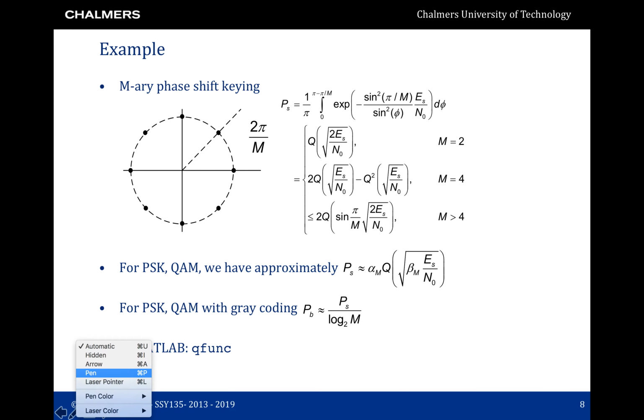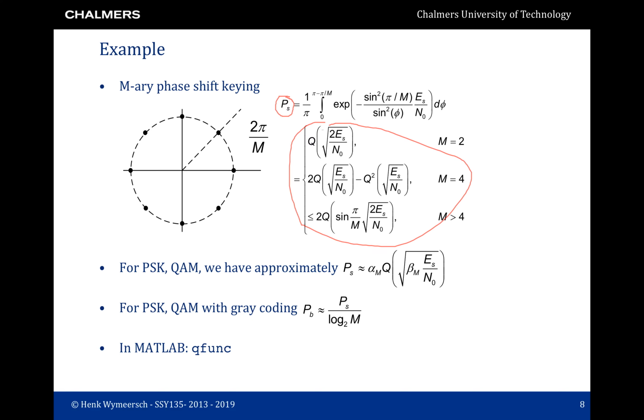Given a certain constellation, we can often derive the performance of this constellation in terms of the symbol error rate. So for DPSK, the symbol error rate is given by these 3 expressions depending on the value of M. For many constellations, including DPSK, the symbol error rate can be well approximated by this equation here, where the symbol error rate is a constant alpha_M depending on the type of constellation and number of points, a Q function, then a square root with another number beta_M, and the signal-to-noise ratio.